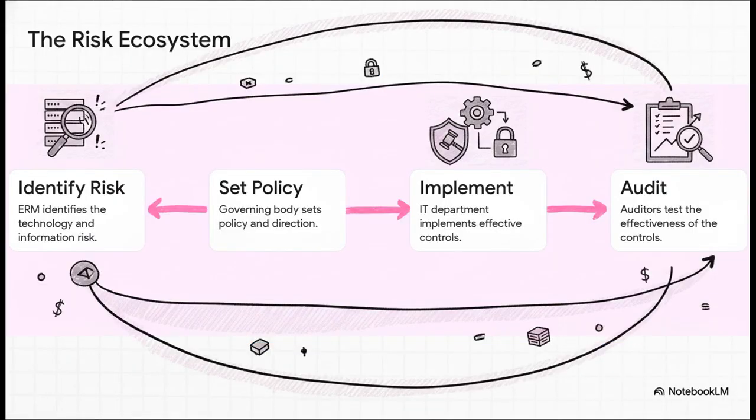And you can see how this risk appetite flows down in a pretty logical, structured loop. First, ERM spots the IT risk. Second, the governing body steps in and sets the policy. Third, the IT department actually implements the controls on the ground. And finally, the auditors come in to test if those controls actually work. It's a totally interconnected ecosystem.